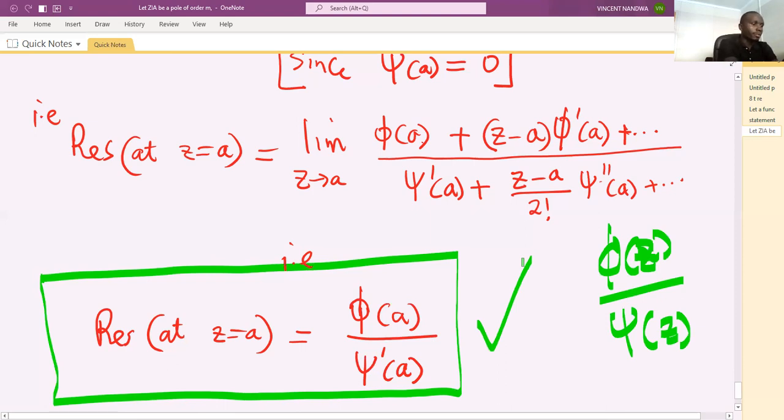In the next session, we give another method of finding residues and also provide the proof. Thank you.